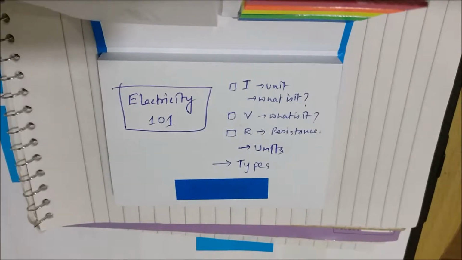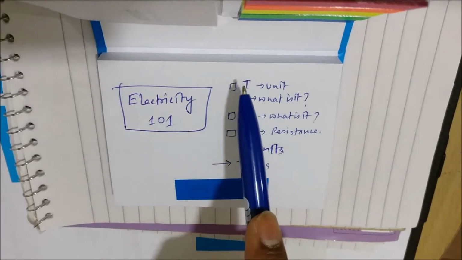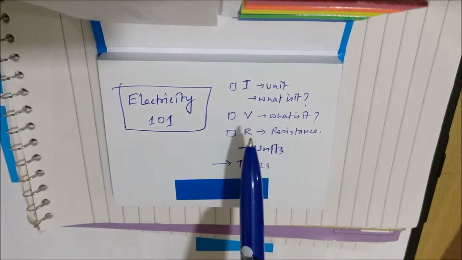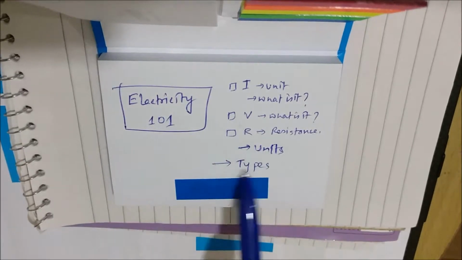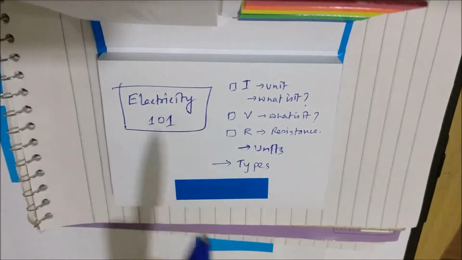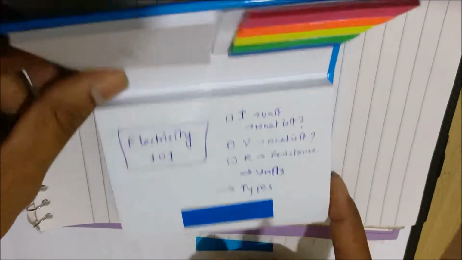Hey guys, so today we're here for the course Electricity 101 and I'm going to tell you what is current, what is voltage and what is resistance, okay? So as you can see here, we've got all of these quantities here: current, voltage and resistance, and the units and types. So we're going to talk about all of these things, okay? So let's get started. What is current?